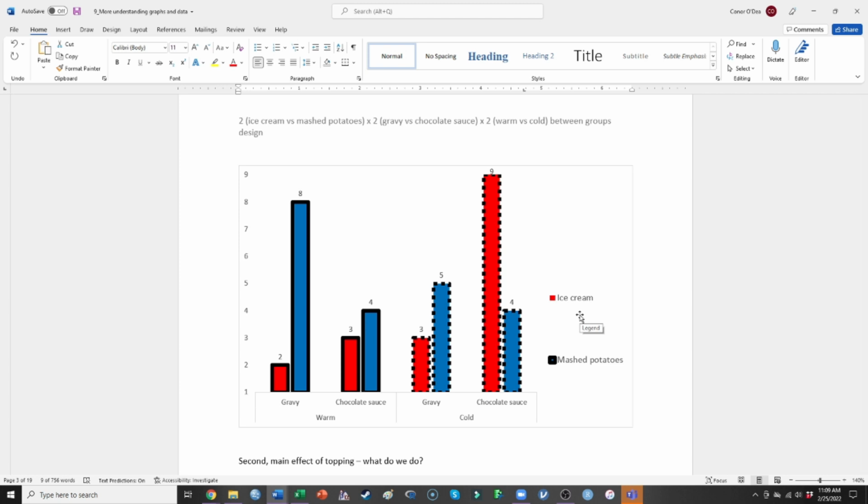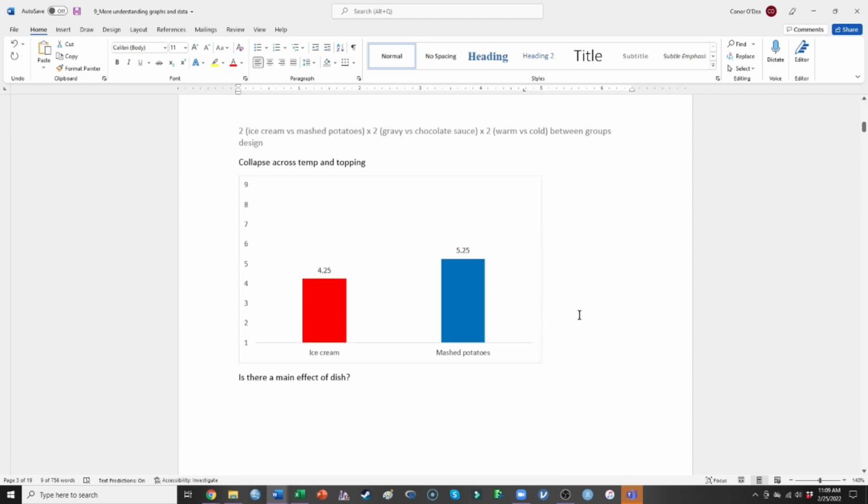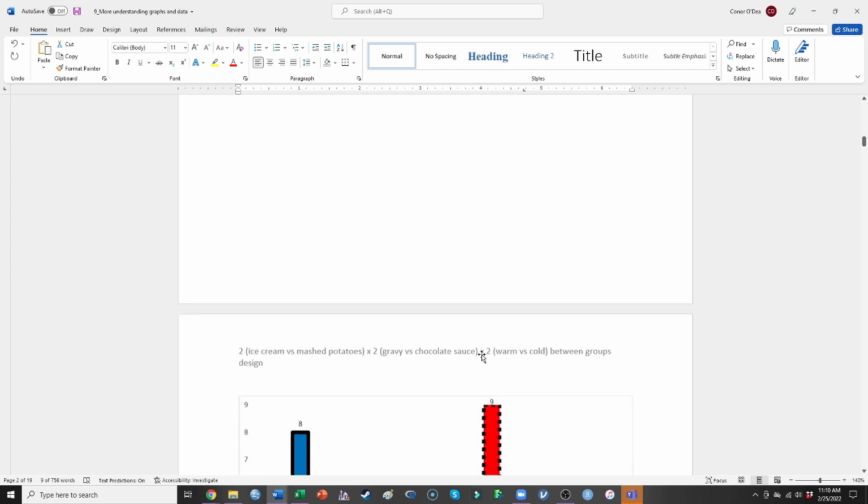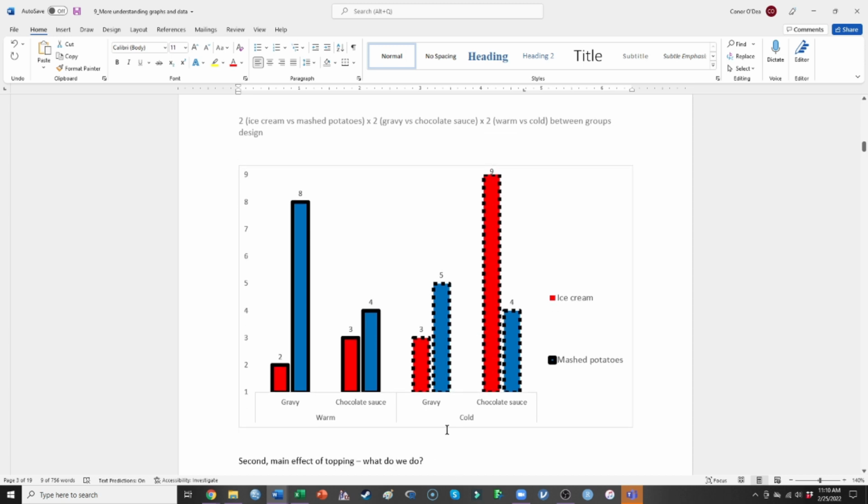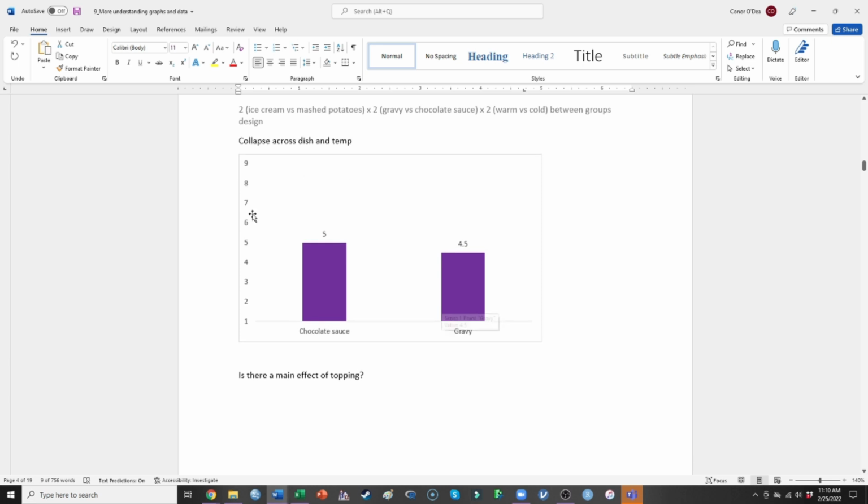Now I want to ask you, how many bars will there be on the next page? Up here, when we collapsed, there were 2, because all I'm caring about is the difference between ice cream and mashed potatoes. So how many bars will be in the next graph? If you said 2, you're absolutely correct, because all we're comparing here is chocolate sauce to gravy. Now, will I need to code the outlines of these as solid lines versus dotted lines? That's the next question that I'll ask you. So do I care about the difference between warm versus cold? If you said no, you're absolutely correct. I do not care about solid versus dotted. So on the next graph, these should be just purple bars. And lo and behold, that's what they are.